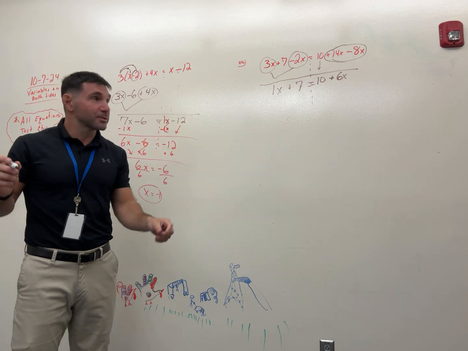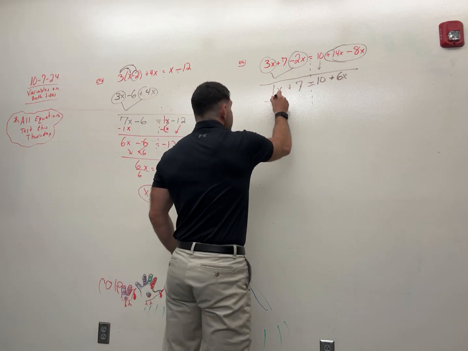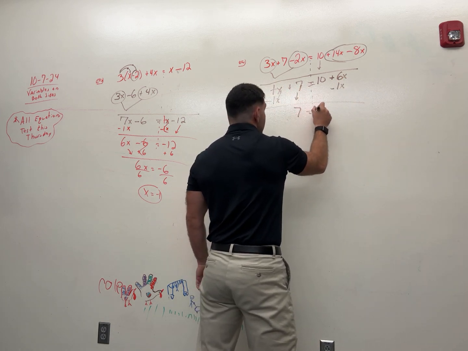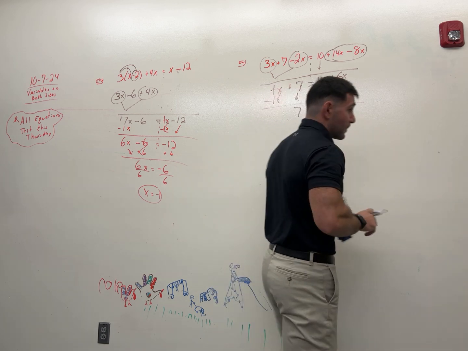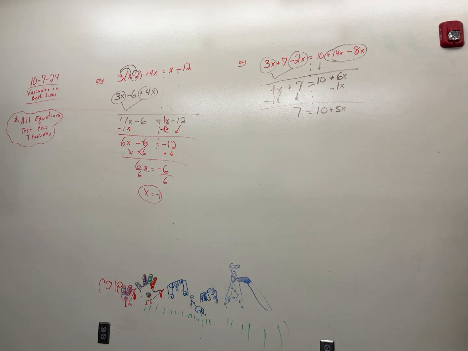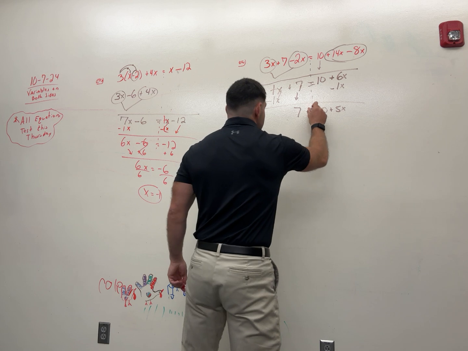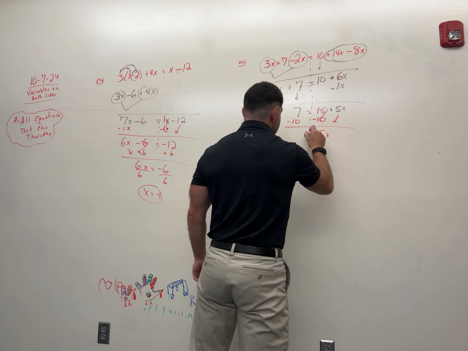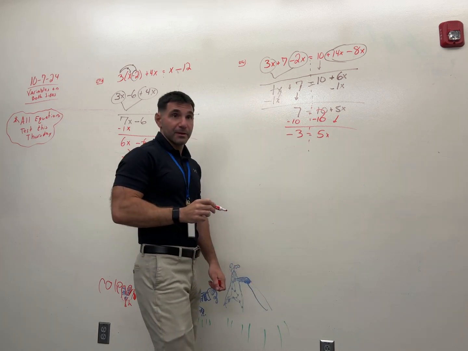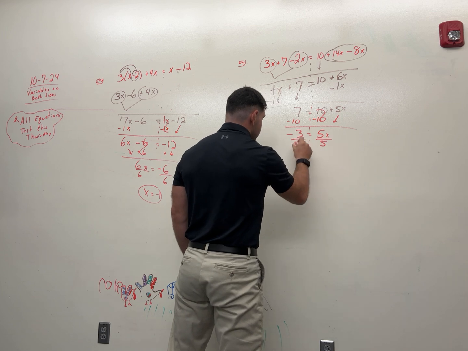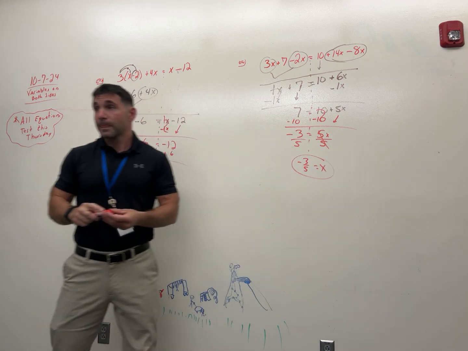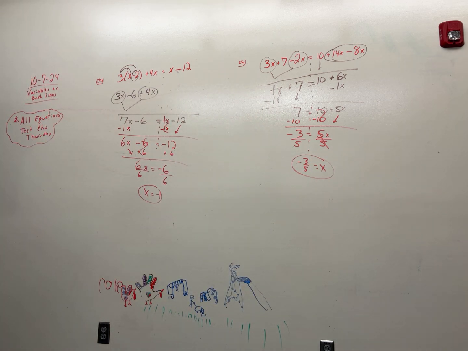Now, we're combining variables on opposite sides. I'm going to move the 1x. Subtract 1x from both sides. That leaves me 7 equals 10 plus 5x. Then, combine constants on opposite sides. Subtract 10 from both sides. That leaves me 5x equals negative 3. Divide by 5. x equals negative 3/5.